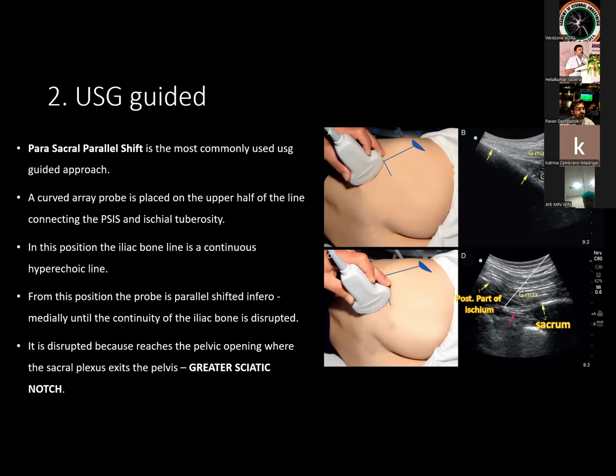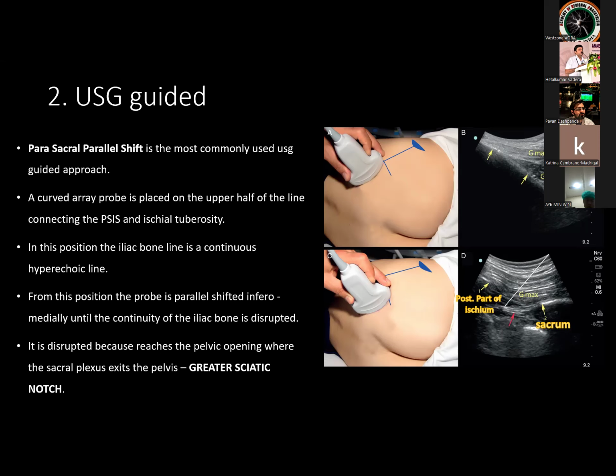It is placed on the upper half of the line connecting the posterior superior iliac spine and the ischial tuberosity. In this position, the hyperechoic continuous line of the iliac bone is seen. From this position, the probe is shifted inferomedially.